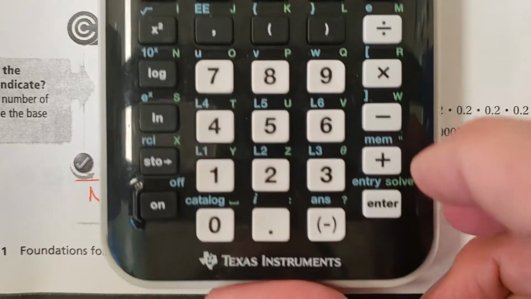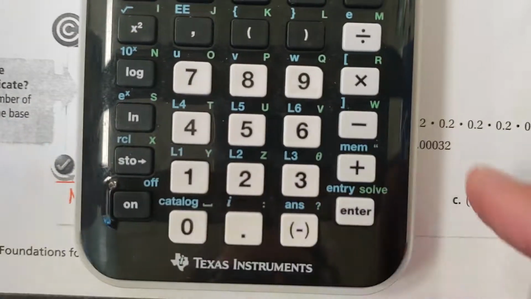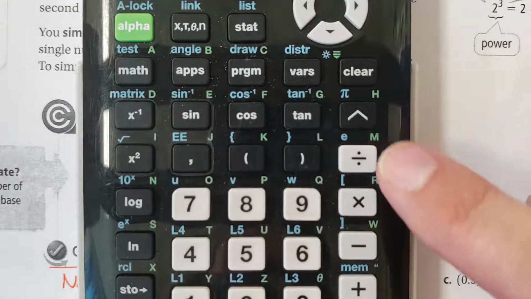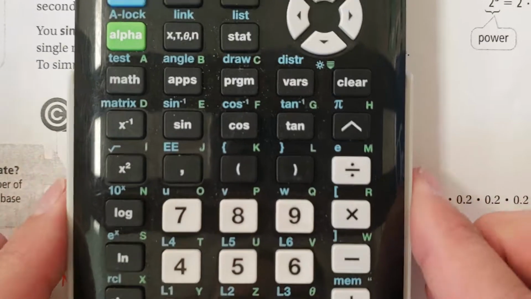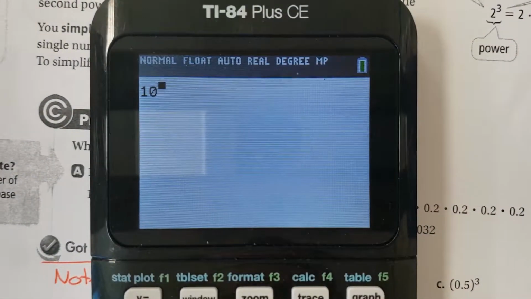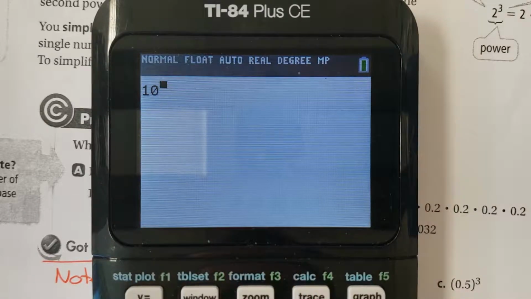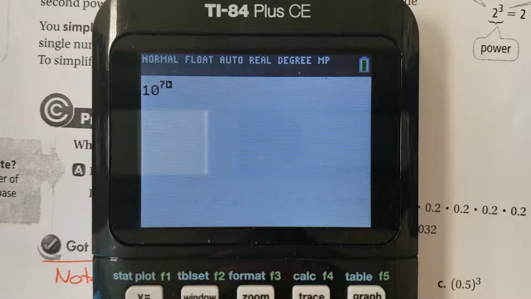So here's the button sequence. You're going to type in a 10, and then you're going to do the power button right here. It's above the division sign. That's the power button. Some people call it the caret button, I think. So it should look like that. And then right there is where you're going to type in your 7. So you type in your 7, and there we go.